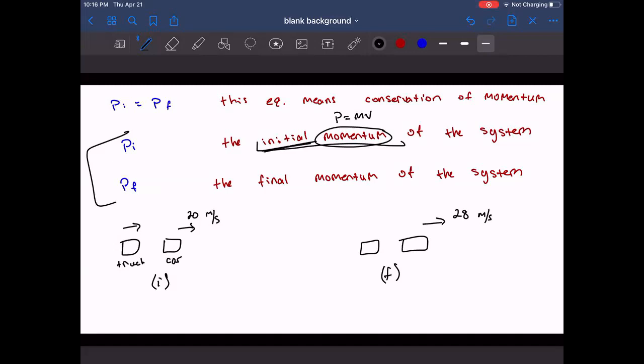But then if you're able to get there, that's great. But the real capstone key here is system. Initial momentum of the system. You have an initial momentum of the car. Well, what is it? It's m times v. It's the mass of the car times velocity of the car in the initial situation. But the system is everything in the thing, which is the truck plus the car.